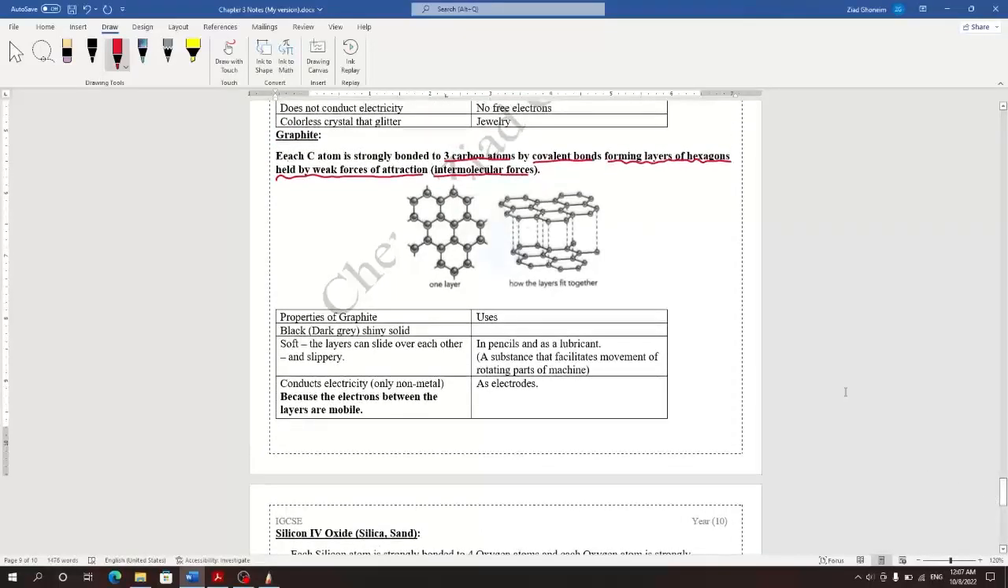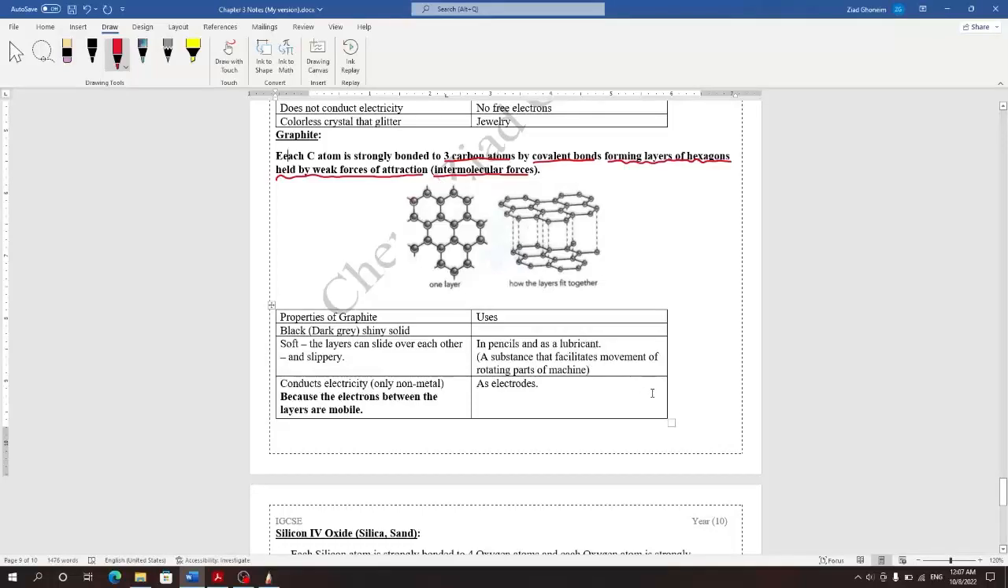In graphite, we have 2 types of bonds. We have covalent bonds and we have weak intermolecular forces, which means that we have a different structure and hence different physical properties. The properties of graphite are as follows. It's a black, dark gray, shiny solid. It's soft, which means that the layers can slide over each other, and it's slippery. And that's why we use it in making pencils and as a lubricant.